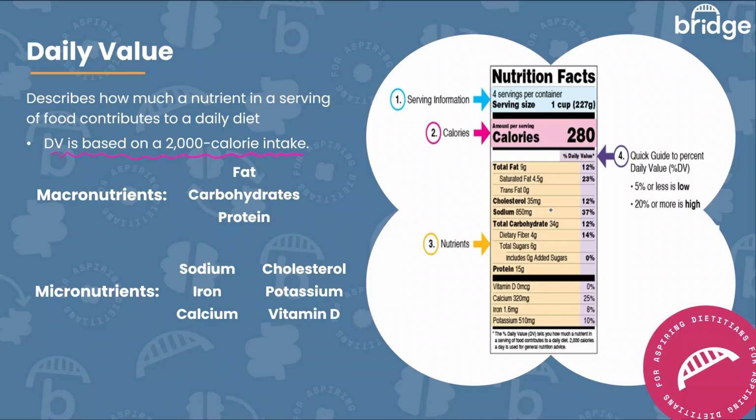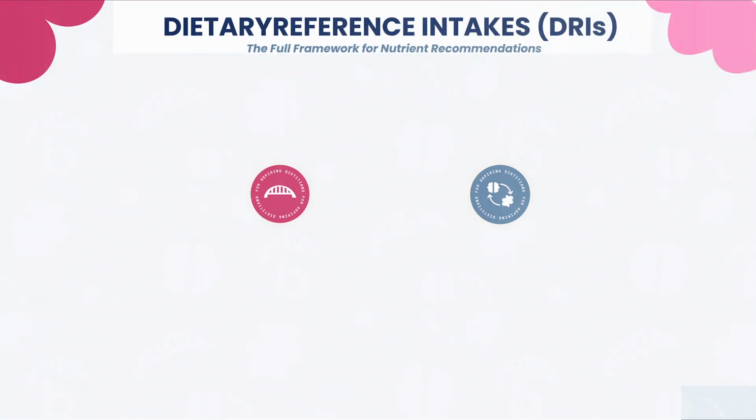The daily value is also the anchor for calculating percent daily value on food labels. This is how we categorize nutrients as low, moderate, or high. A food providing less than 5% of the daily value is considered to be low in that nutrient. Between 5 and 20% is moderate. Over 20% is high. And we'll go through the specifics of this in the food science module, module 6.